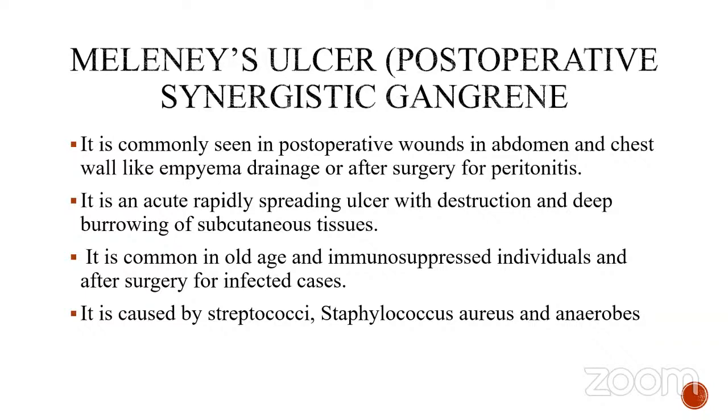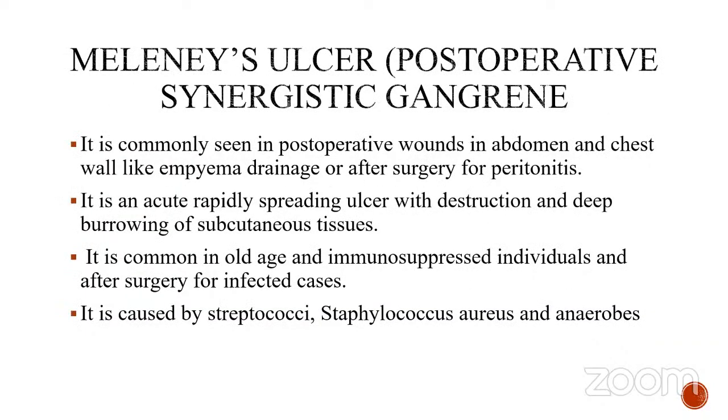It is an acute, rapidly spreading ulcer with destruction and deep burrowing of subcutaneous tissue. It's common in old age and immunosuppressed individuals and after surgery for infected cases. So immunosuppressed individuals have this chance to develop a Meleney's ulcer, and even old age people. The organisms behind this are Staphylococcus and Streptococcus, and even anaerobes are capable of producing this ulcer.